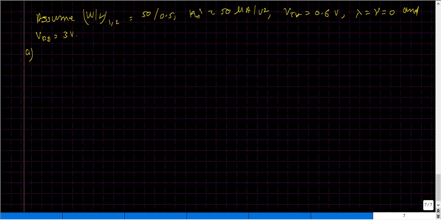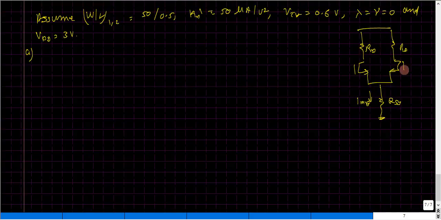So the first question is, I think you need the circuit, so I just try to quickly make the circuit, and there is a resistance RSS and there is a current of 1 milliampere that flows through the resistance RSS, and this is my VN2, M2, M1 and VN1, and VO1, VO2 and then VDD.